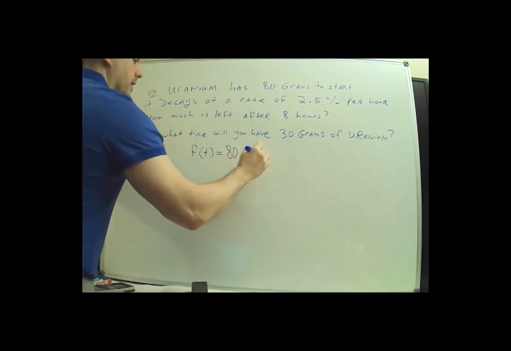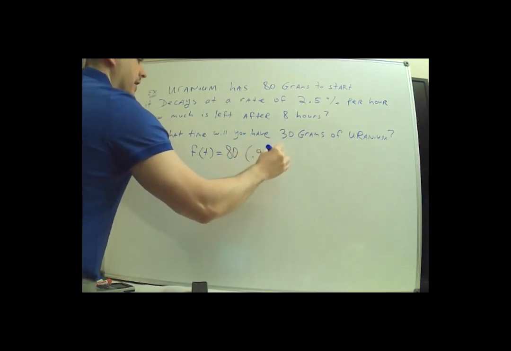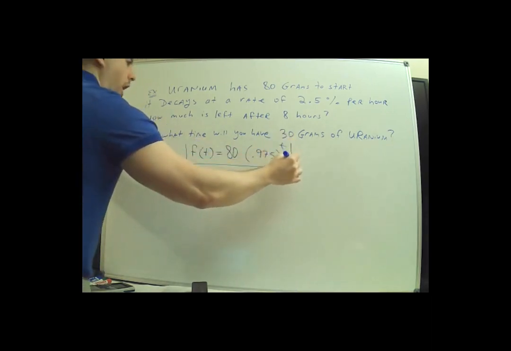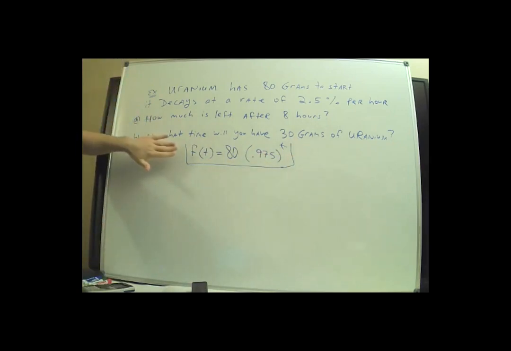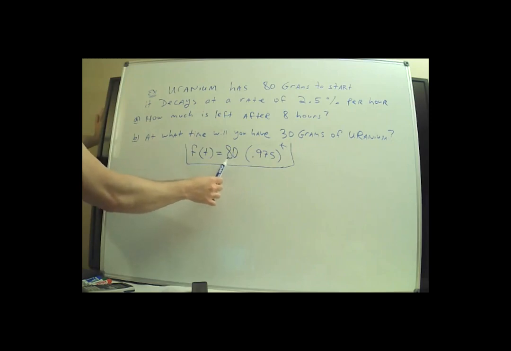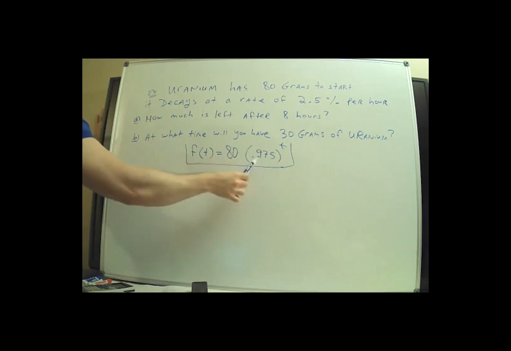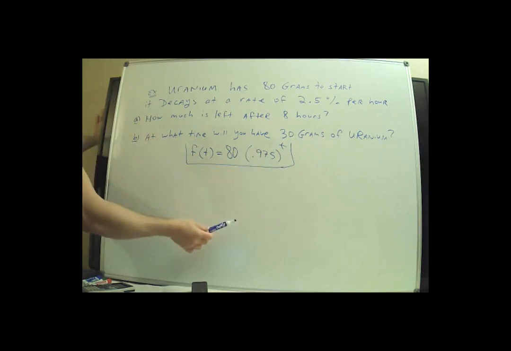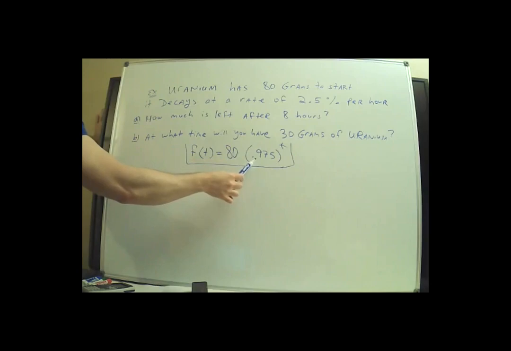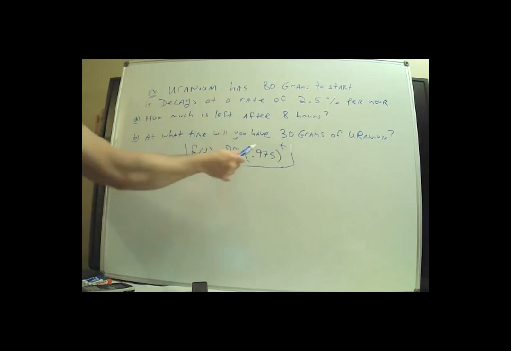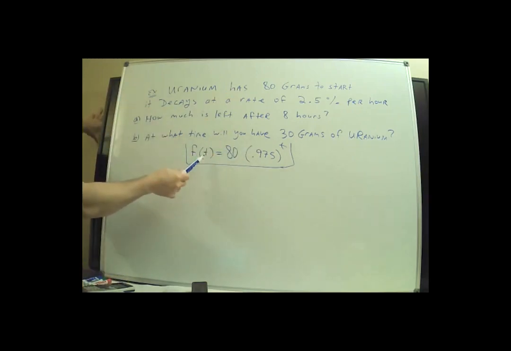So I'm going to put that up there: 0.975 to the T. This is my function for this one specific problem. This will not work for any other question. It works for something that starts with 80 grams and is decaying at a rate of 2.5%. If this number is less than 1, that means it is decaying. If it is greater than 1, that means it is growing. This is not growing. It is decaying. It is shrinking.